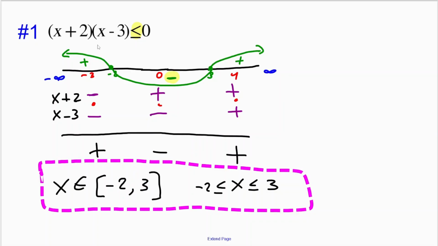Like you can plug in -2 into this, you'll see that it'll be 0. Plug 3 into this, it'll be 0. That's fine because 0 is greater than or equal to 0. Plug in values in between this interval, you'll see that it'll be less than 0. Like a negative number is less than or equal to 0. It's true. So you can always check if you're unsure. But this process got us the interval. So just make sure, again, pick values in between each of these subintervals and then go from there.